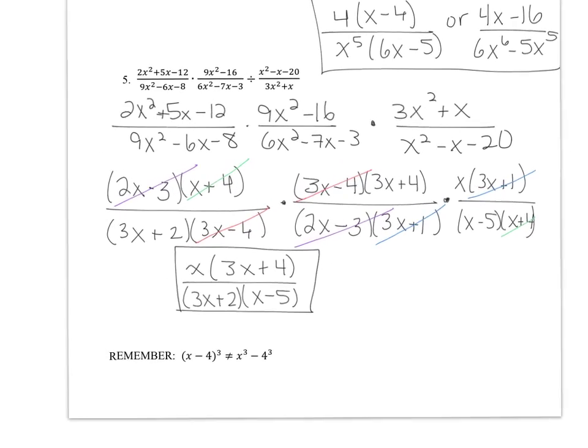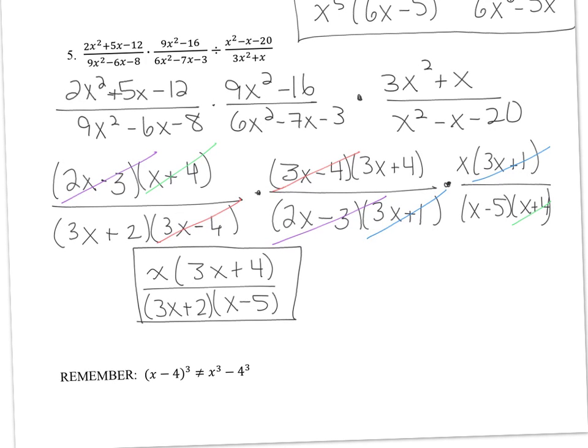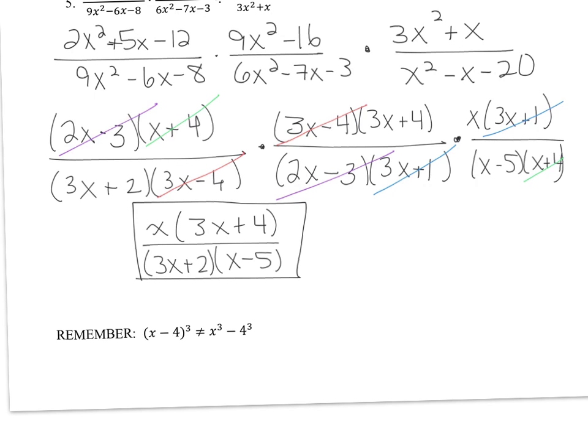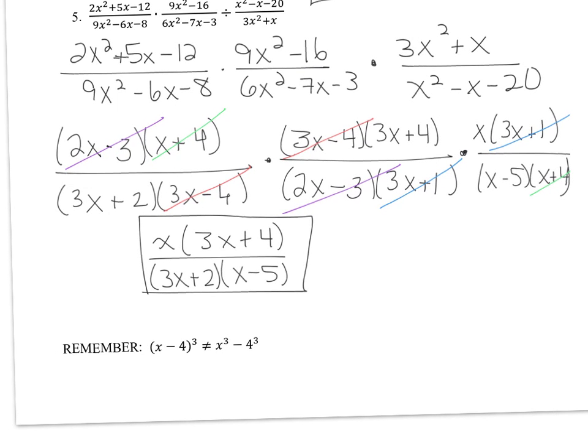Last thing, at the very bottom, just remember when you're working on tonight's problems that x minus 4, all cubed, is not equivalent to x cubed minus 4 cubed. Just think about from last chapter that x cubed minus 4 cubed factors into x minus 4 times x squared plus 4x plus 16, which is very different than the quantity x minus 4 cubed.